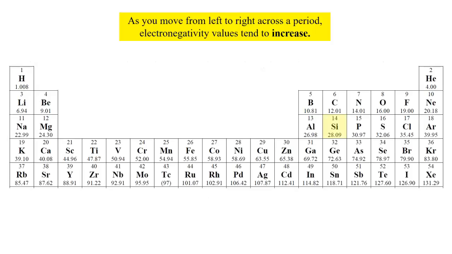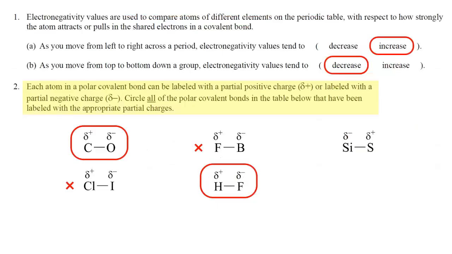So there is silicon and sulfur. They're located in the same period. Again, electronegativity values tend to increase from left to right across a period. Sulfur is further to the right compared to silicon. We would expect sulfur to be more electronegative than silicon.